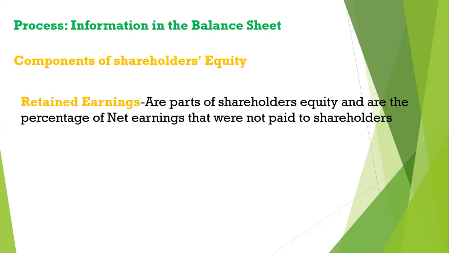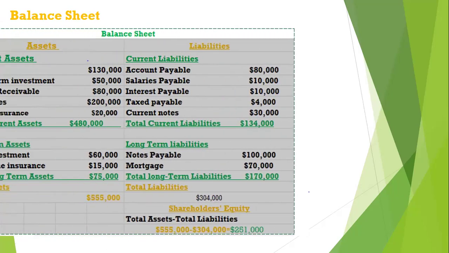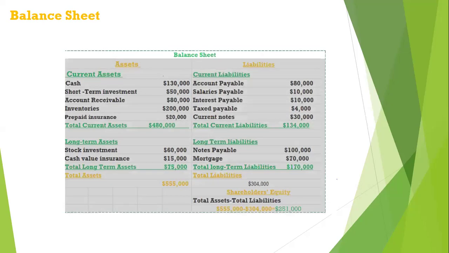Retained earnings are part of shareholders equity and are the percentage of net earnings that were not paid to shareholders. Okay, so that one is much different. So let's look at the example that I just prepared, the balance sheet, and we will see everything visually, and it will make more sense for some people who learn visually. When they see something, it makes sense.